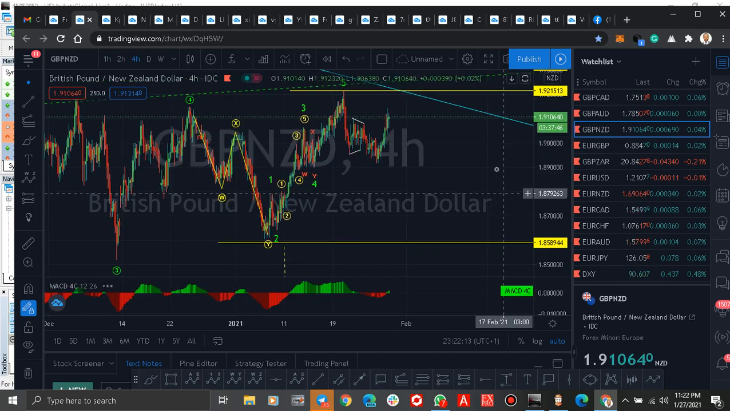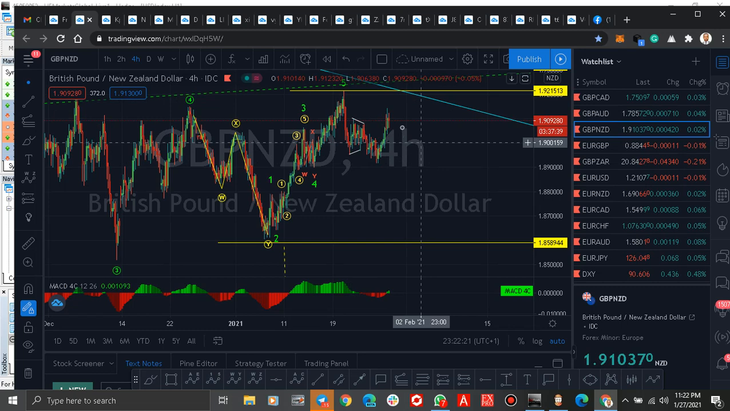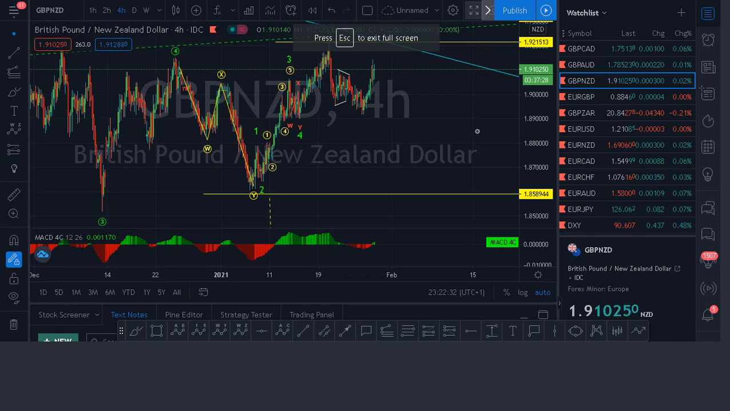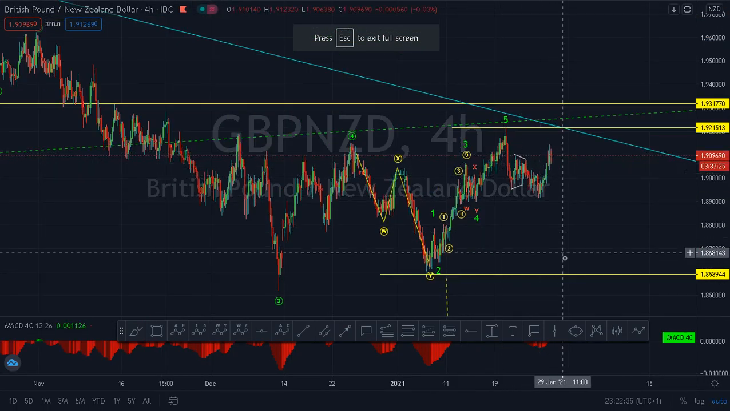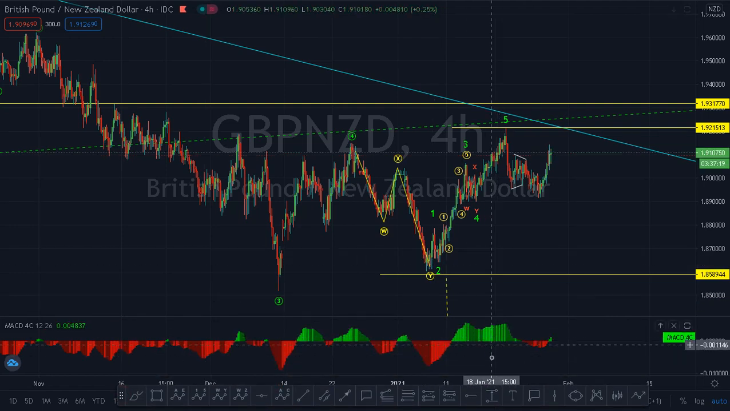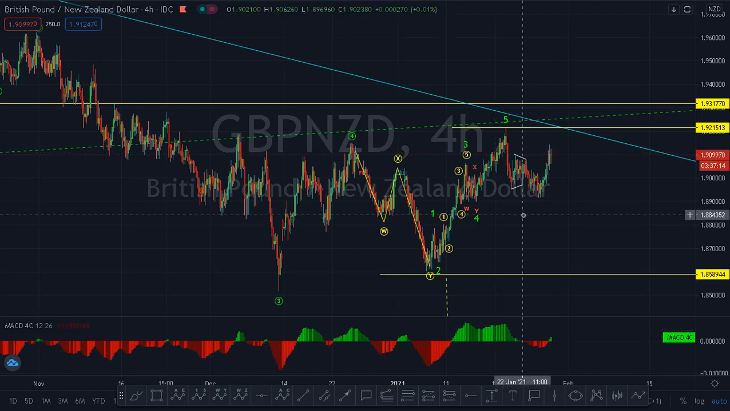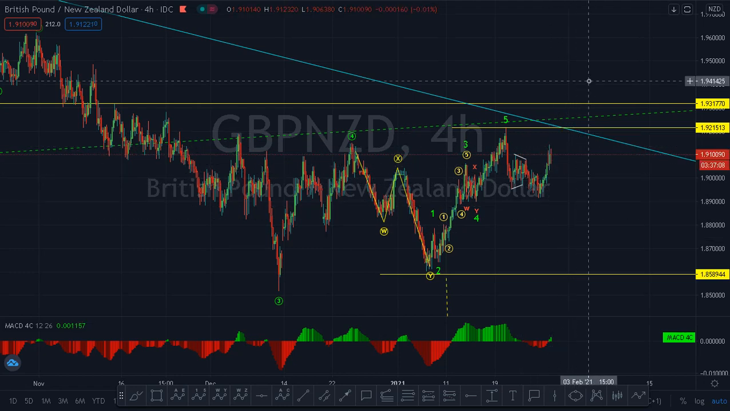New Zealand pounds. I'm expecting a drop towards 1.88. Then we will look for sell, or it may drop further to this line again. The possibility is not ruled out, but the possibility is slim. You will get A, B, C, then the buy will come.